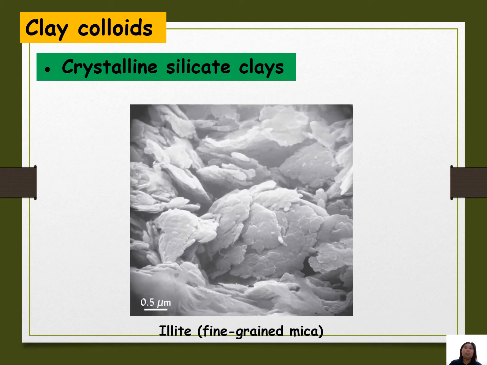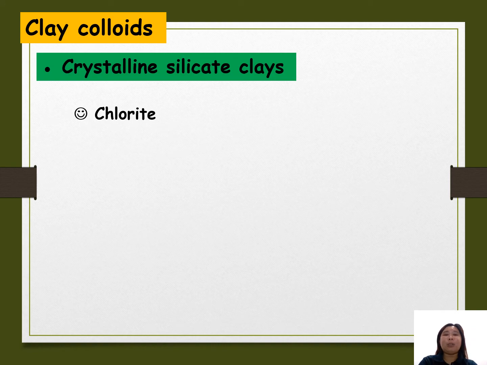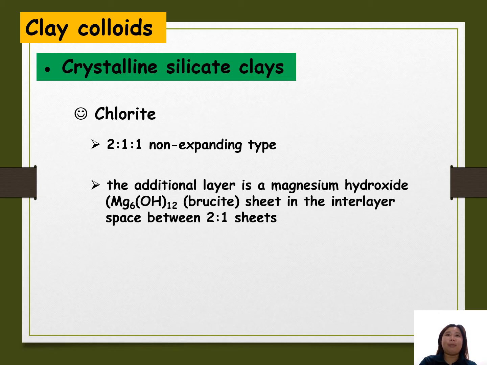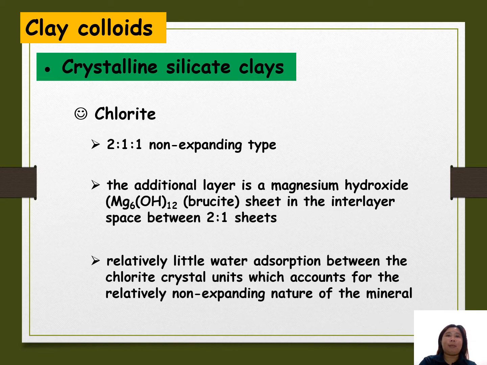So this is illite under the microscope. Illite, or fine-grained mica. The last one we have is the chlorite. Chlorite is a 2:1 non-expanding type of clay. The additional layer is a magnesium hydroxide, or brucite sheet, in the interlayer space between the 2:1 sheets. And it has relatively little water adsorption between the chlorite crystal units, which accounts for the relatively non-expanding nature of this type of clay.